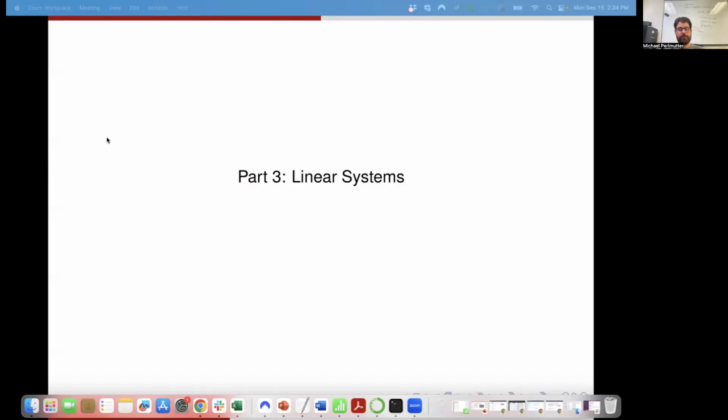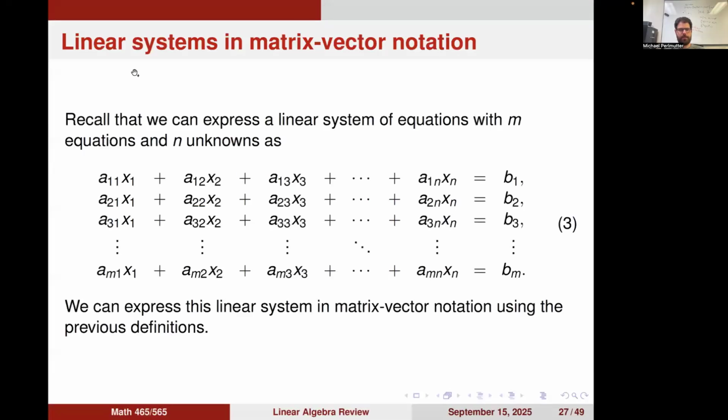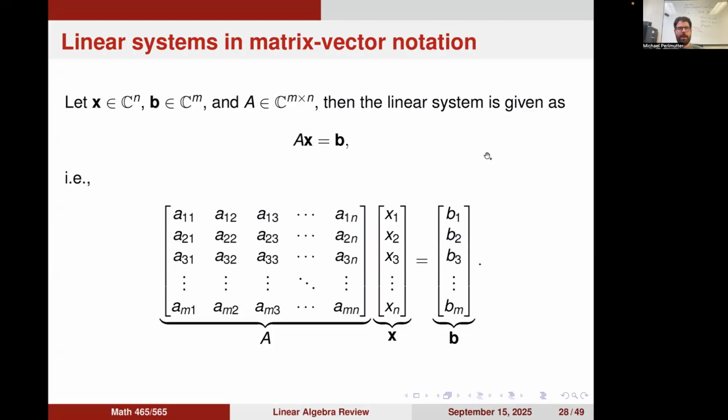Welcome back. In this video, we're going to talk about linear systems. So recall from the start of the very first video that a linear system had m equations and n unknowns and took this form, where you've got the unknowns, the x's, the coefficients, the a's, and the right-hand sides, the b's. So what we're going to observe is that we can rewrite this in terms of matrix vector multiplication simply as Ax = b, where A is an m by n matrix, b is going to be a vector of length m, and x is going to be a vector of length n.